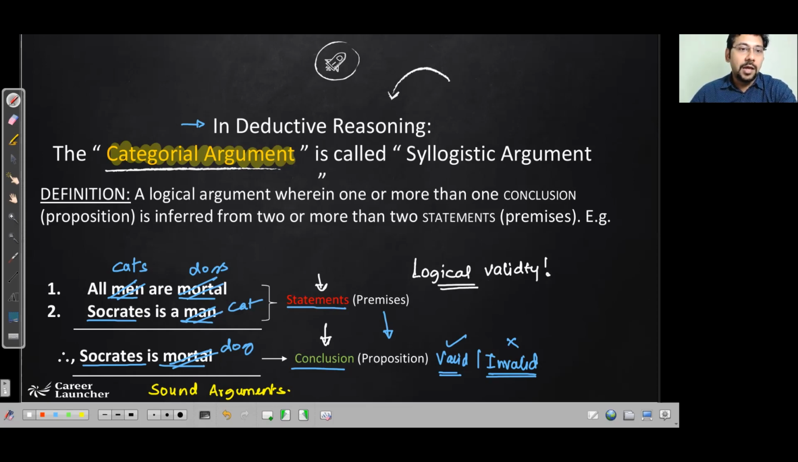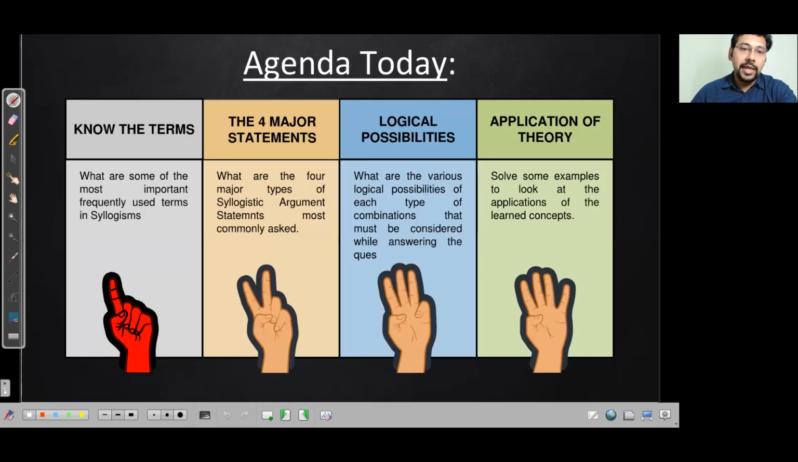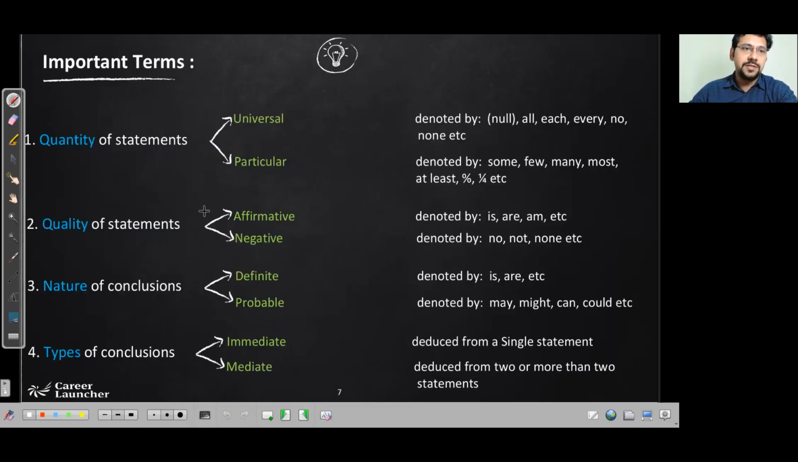Now, having said that, let's understand what the important terms in syllogistic arguments are, very important for our understanding of the topic in detail. The first very important term is about understanding the quantity. Now, in syllogisms, there are two kinds of quantities, universal and particular. The idea of syllogism I'm later going to deal with is helping you understand via set theory. So let me quickly refer to it: a universal basically refers to a whole set, while a particular refers to a partial set.